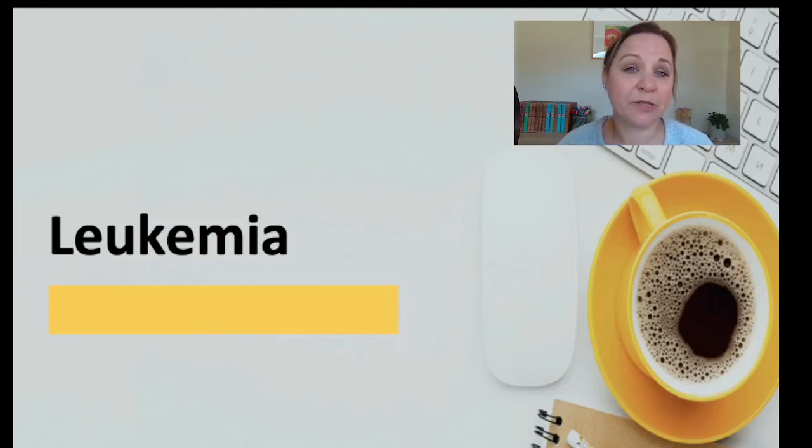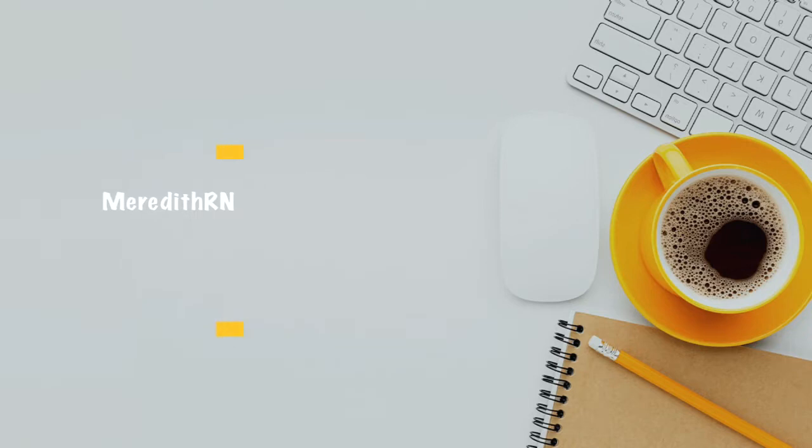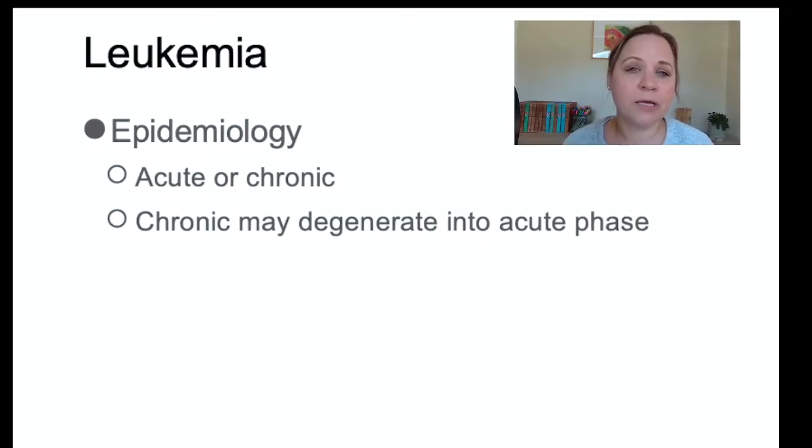Today we're going to talk about the sixth most common type of cancer and one of the hematologic cancers, a blood-based cancer, and it's called leukemia. Now, leukemia can be further defined as either acute leukemia or chronic leukemia.